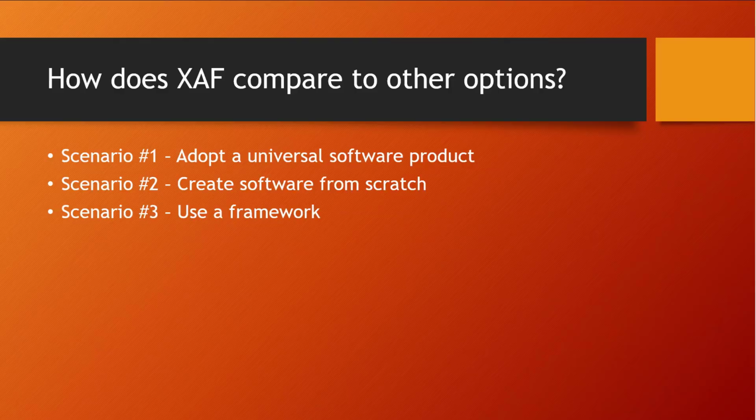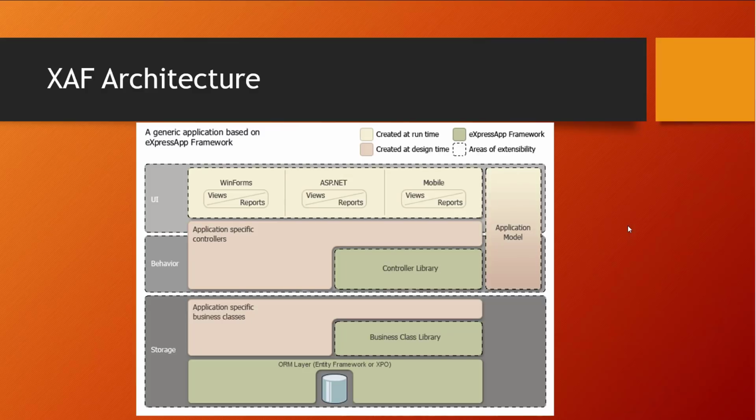Dave, how does XAF compare to the other options? Yeah, so there's basically 3 scenarios that we see. The first is to adopt a universal software product. Like Dynamics CRM? Yeah, so you can take something like Dynamics, put it in place, do a little bit of customization, and hopefully it fits your needs. In a lot of cases, you're limited by that customization, so you have to make the decision to create some custom software. And your options there are to either create custom software from scratch, which is time consuming and you have to do all the mundane work, or you use a framework which takes care of the mundane work for you. So we've chosen XAF as our framework.